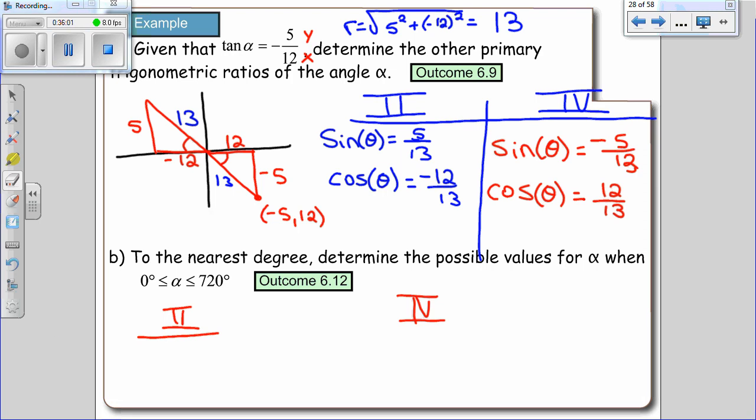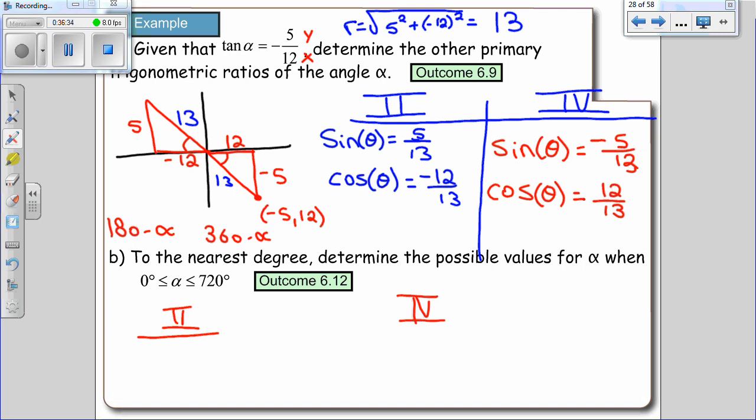The standard position angle for quadrant 2 would be 180 minus whatever alpha was. The one for quadrant 4 would be 360 minus alpha. That'd be all the way around minus that little chunk. So that's your quadrant 2, and that's your quadrant 4. You've got to figure out what alpha is.